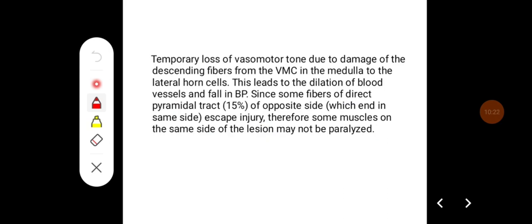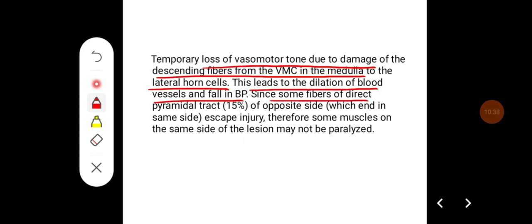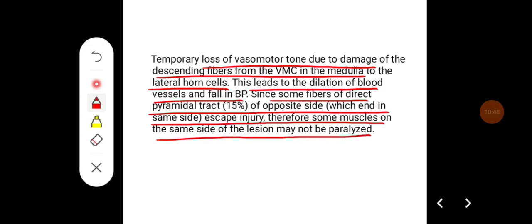There is temporary loss of vasomotor tone due to the damage of the descending fibers from the vasomotor center in the medulla to the lateral horn cells. This leads to dilatation of the blood vessels and fall in blood pressure. Since some fibers of direct pyramidal tracts, that is 15% of opposite side which end in the same side, escape injury, therefore some muscles on the same side of the lesion may not be paralyzed.